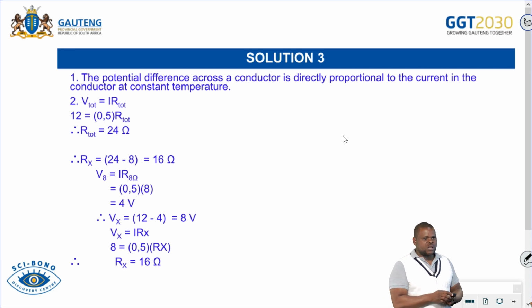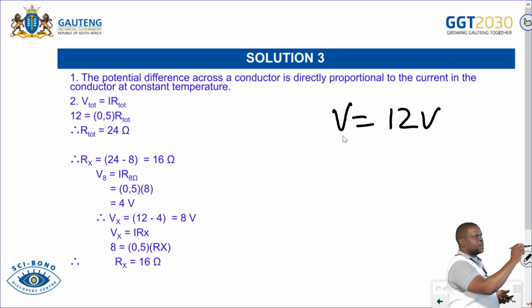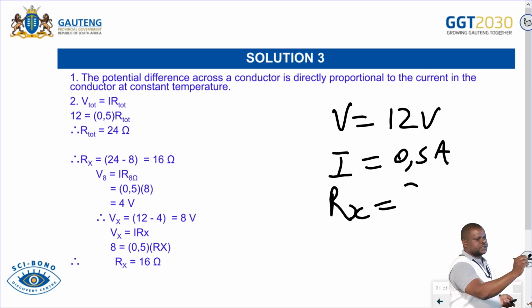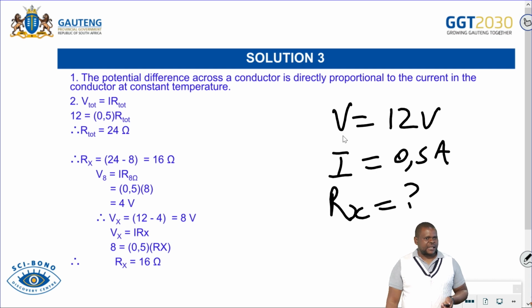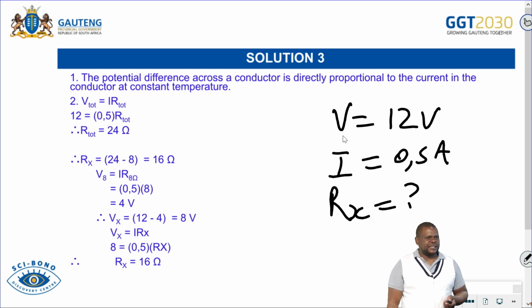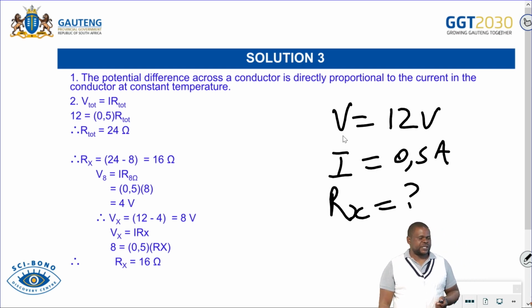We can see now that our V is equal to 12 volts and current is equal to 0.5 amperes, and then Rx is unknown. But the potential difference that we are given is for the whole circuit, and the current that we are given is for the whole circuit, grade 11s, then we need to calculate the total. We can use two methods to find the solution to this.